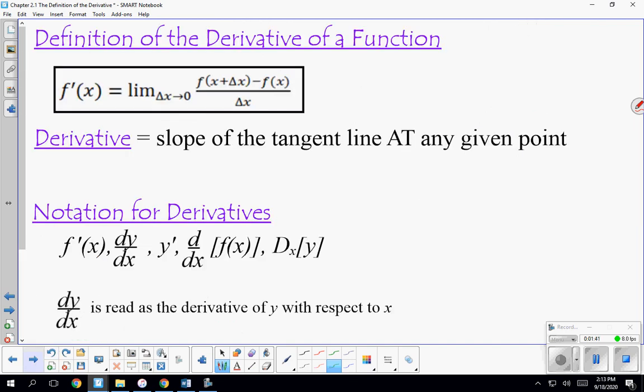And what we're going to do is turn that into something that would find the slope of a tangent line at 1 point rather than 2 points. So a derivative is the slope of the tangent line at any one given point. Secant is through 2 points, tangent is through 1 point. And the derivative gives us the slope of that line.